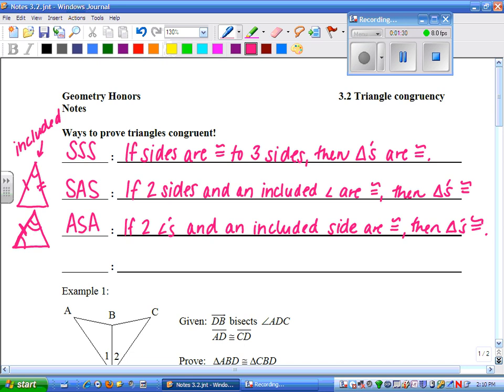Okay, and the last one, this one actually does not work. ASS. There's no swearing in geometry, so this one does not work. An example of this one would look like an angle here and a side and then a side after that one. So the angle has to be in between the 2 sides for it to work, or else it will not work for this one. So no ass works.